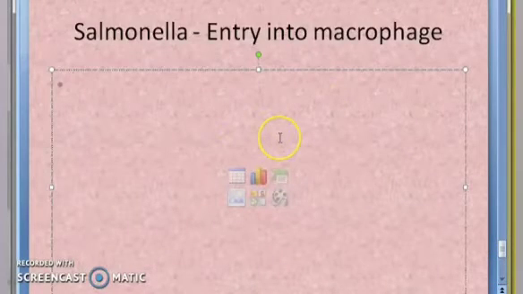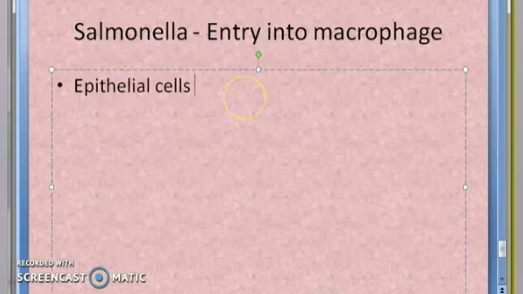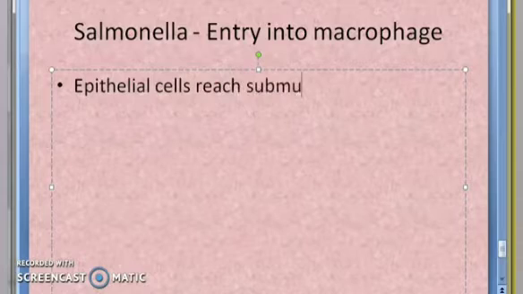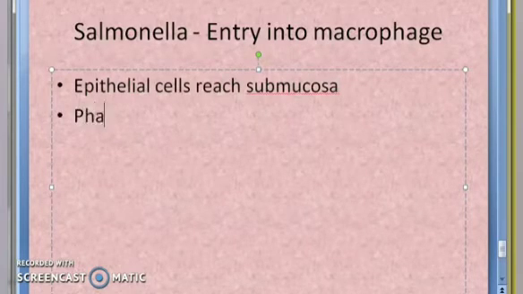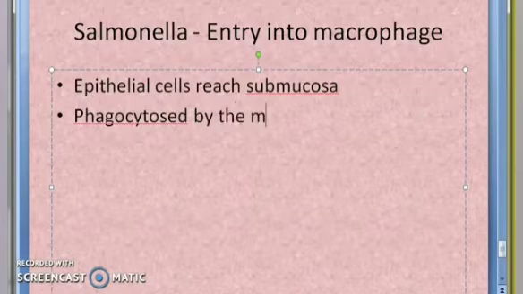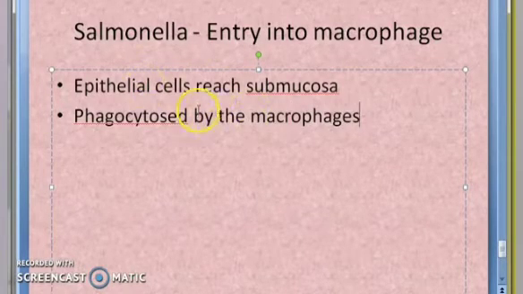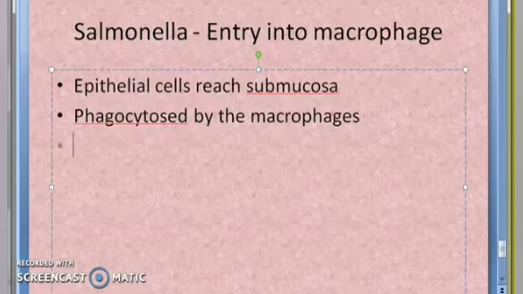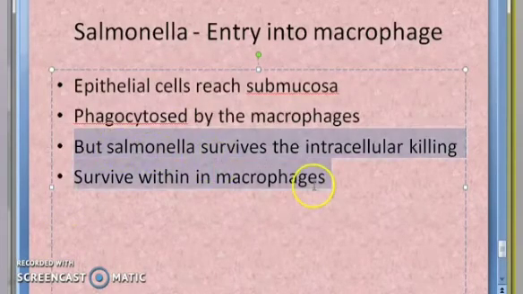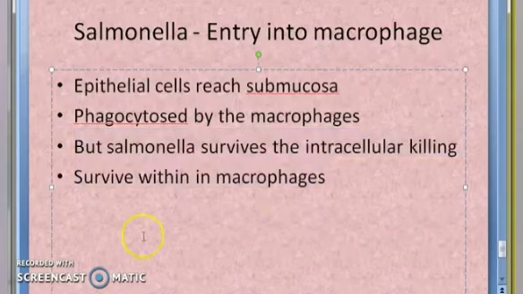Now what will happen, macrophages have to come, right? Now these epithelial cells which are containing these vacuoles which contain Salmonella, they reach submucosa. Okay. Here what happens, they are phagocytosed by the macrophages. Now these macrophages come in and they are trying to dissolve these epithelial cells which contain the Salmonella bacteria. Now these Salmonella are very smart, they go and start surviving within the macrophage also. Okay. But the Salmonella survive the intracellular killing and they survive within the macrophages also.